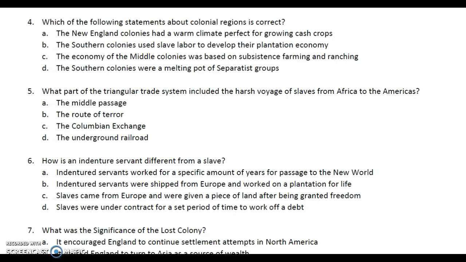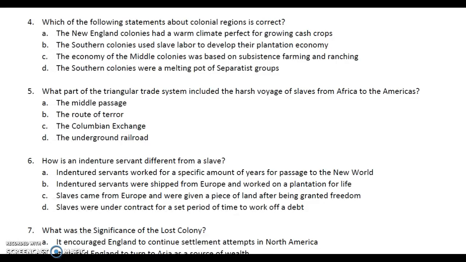Number 5. What part of the triangular trade system included the harsh voyage of slaves from Africa to the Americas? A. The Middle Passage. B. The Route of Terror. C. The Columbian Exchange. D. The Underground Railroad.